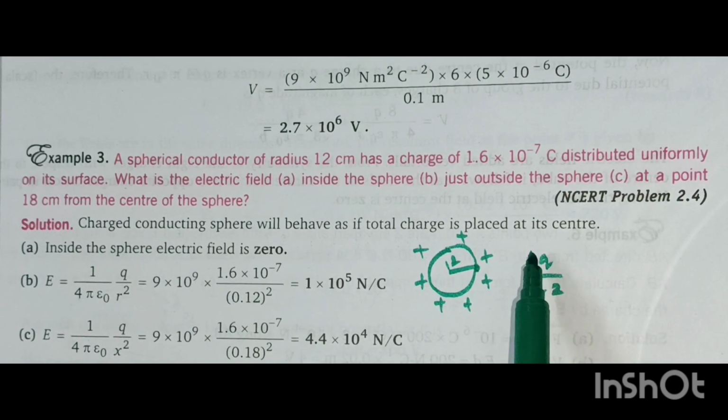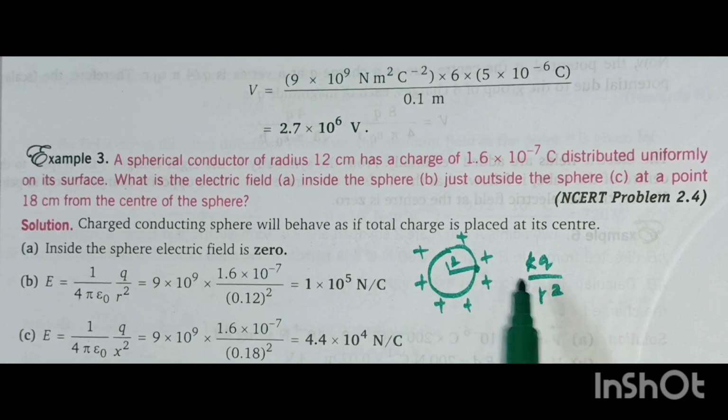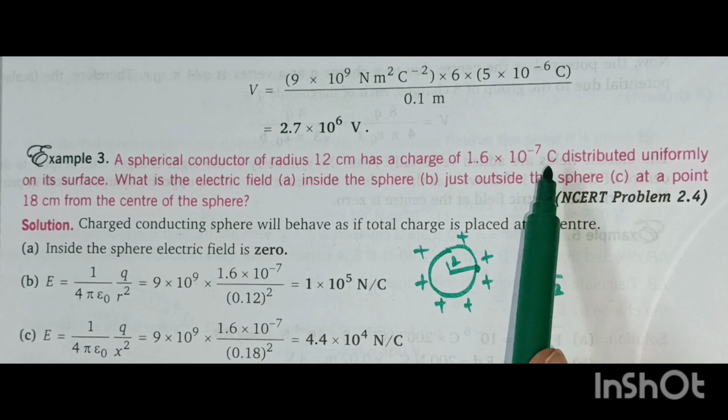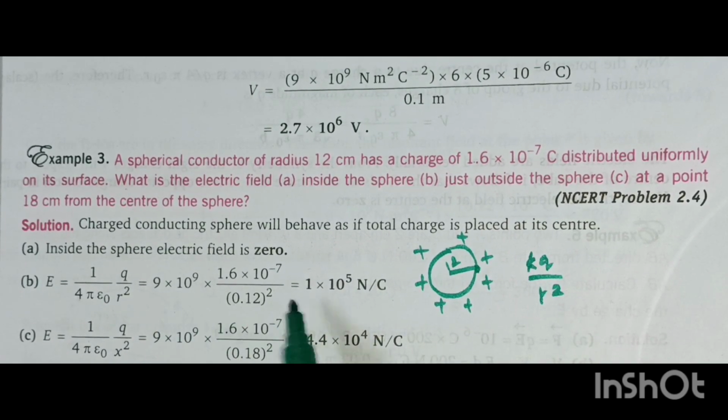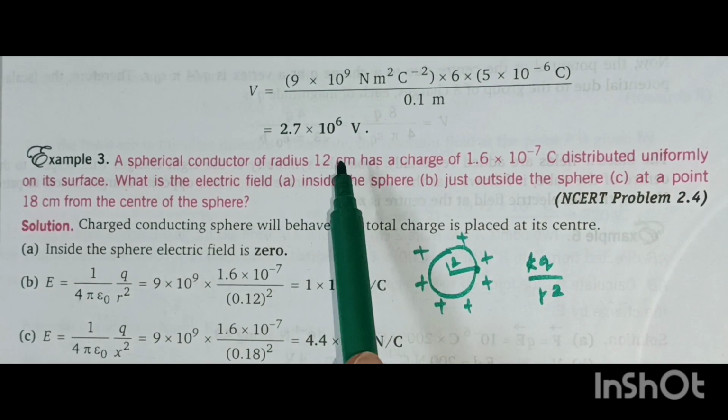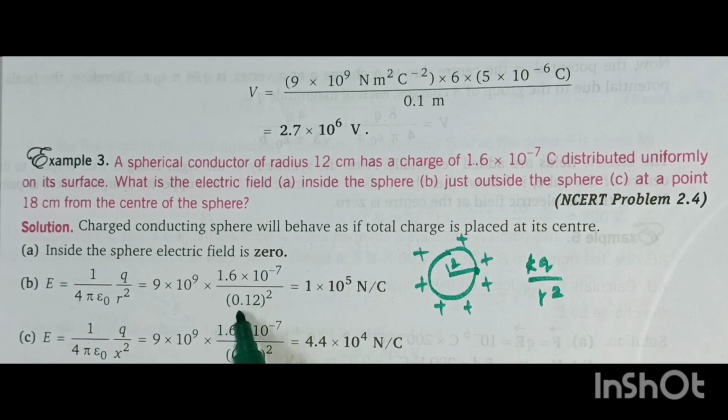So what is the answer? It is k, that is 9 into 10 power 9, into Q, which is 1.6 into 10 power minus 7 coulomb. What about r square? It is the radius square. 12 centimeter means it is 0.12 meter, so 0.12 whole square. So that is the answer.